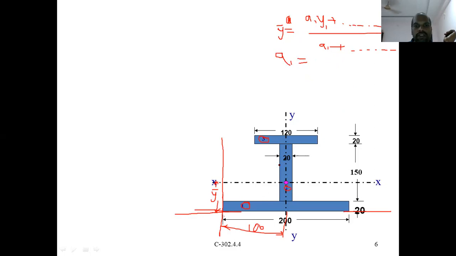Okay, so what is the A1? A1 is nothing but 200 by 20, right? 200 is the width and the thickness is 20. And similarly, A2 is equal to 20 by 150, A3 is equal to 120 by 20. That's all we got. A1, A2, A3, we got it, right?